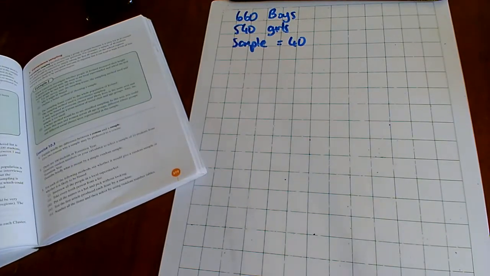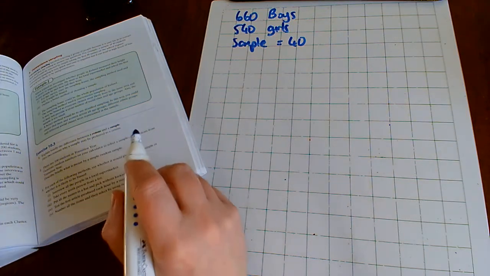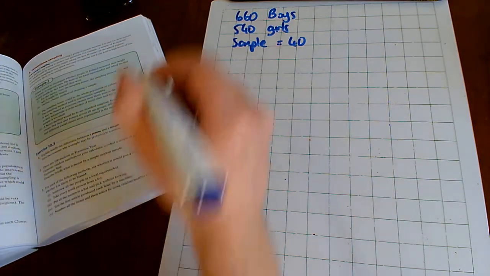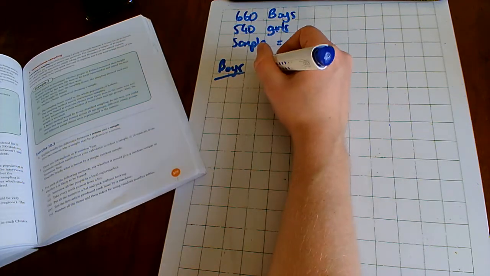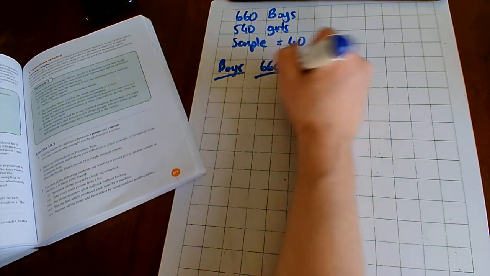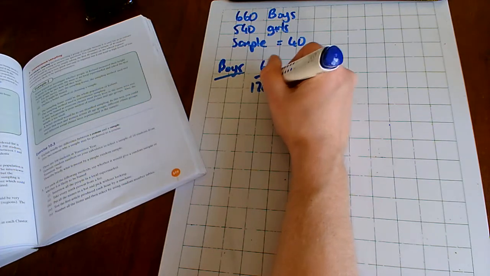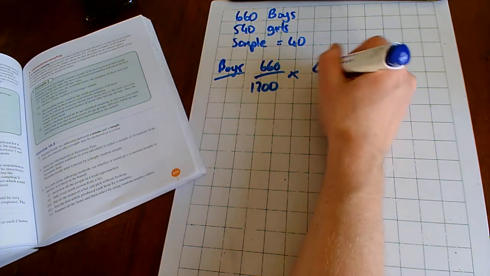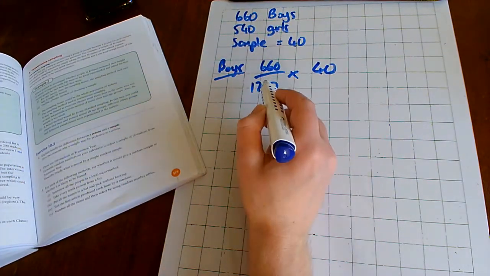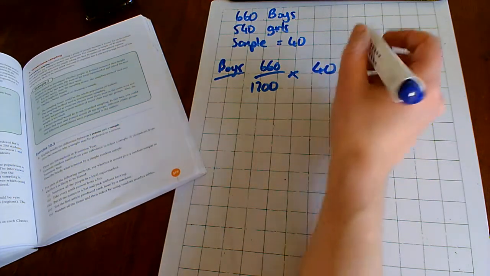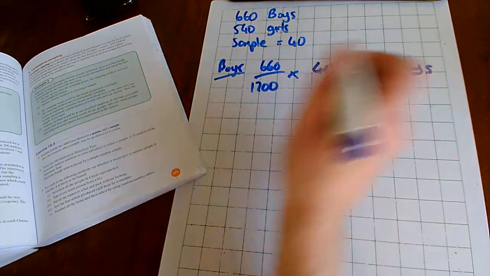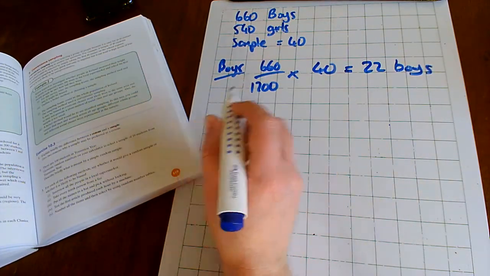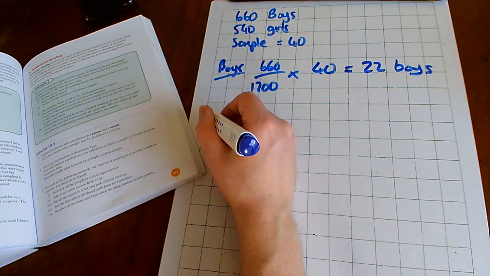So if there's 660 boys and 540 girls, and the sample size is 40, all we want to do is find the proportion of boys in the school. That's 660, and the total when you add those two together is 1200, and then times it by the sample size. So get the fraction of boys in the school, 660 over 1200, times 40, and that works out as 22 boys. And obviously if there's fractions involved, you have to round, you can't ask half a person.